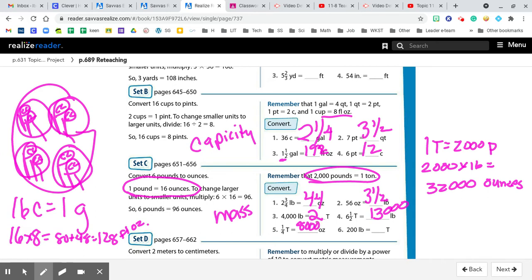And 200 pounds equals what part of a ton? Because we divide 200 by 2,000, we're going to get 1/10. So that's 1/10.